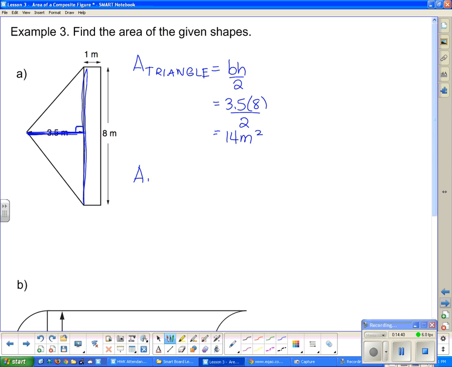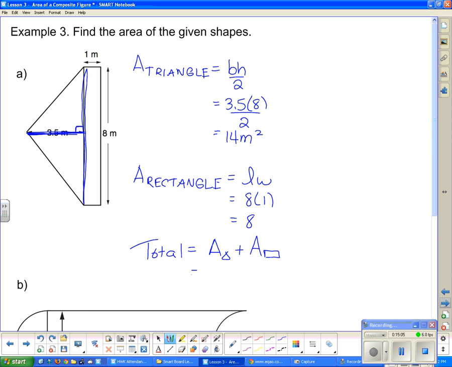And we have the area of the rectangle. Area of a rectangle is length times width. So the length is 8 and the width is 1. So 8 times 1 is 8. And so if we want the total, we have to add them together. The total is the area of the triangle plus the area of the rectangle, which is going to be 14 plus 8, which is 22 square meters. Just remember, you have that formula page to use and split this thing up into known shapes to figure out the area.